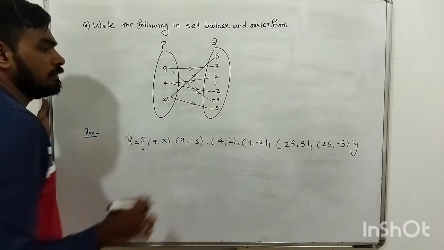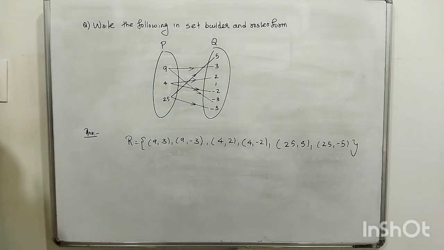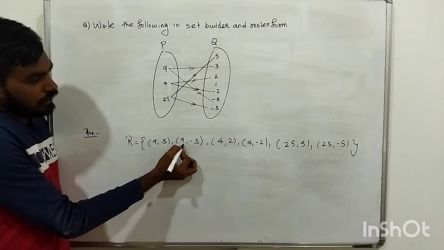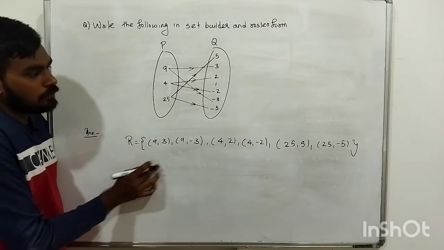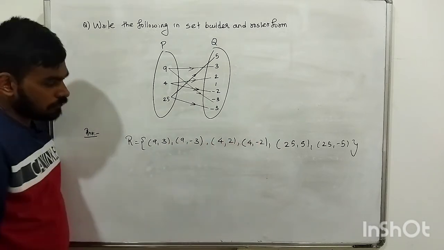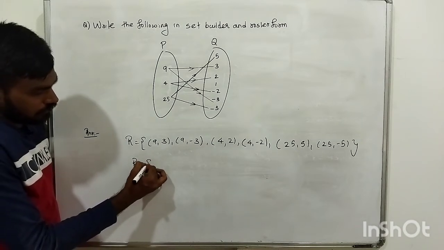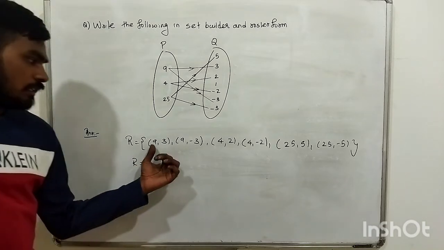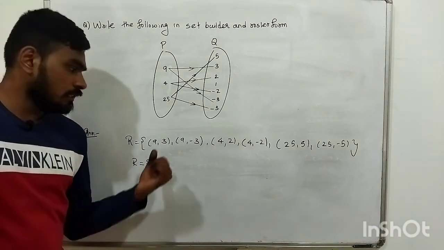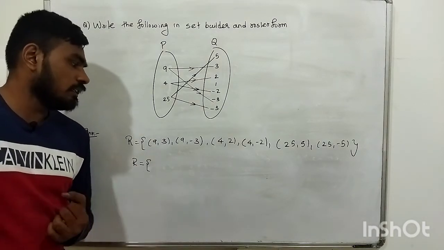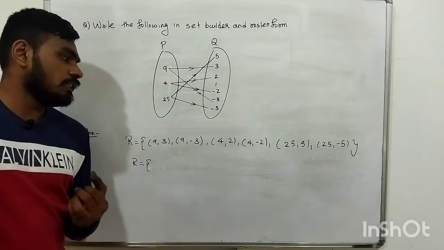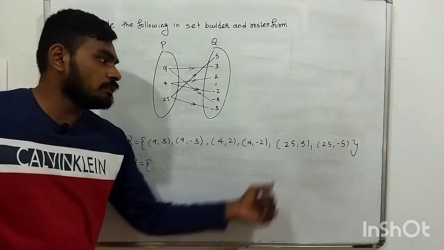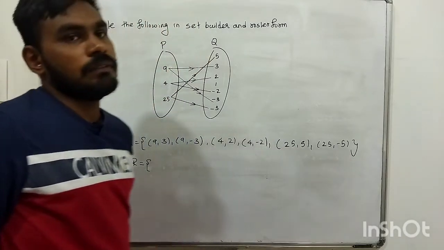25, 5, 25 minus 5. So these are the elements of the set. Now 9 comma 3, 9 comma minus 3, 4 comma 2, 4 comma minus 2. So from this, how can we relate the first element with the second element? If you see properly, the first element is the square of the second element. See, 3 square is 9, minus 3 square is 9, 2 square is 4, minus 2 square is 4, 5 square is 25, minus 5 square is 25.